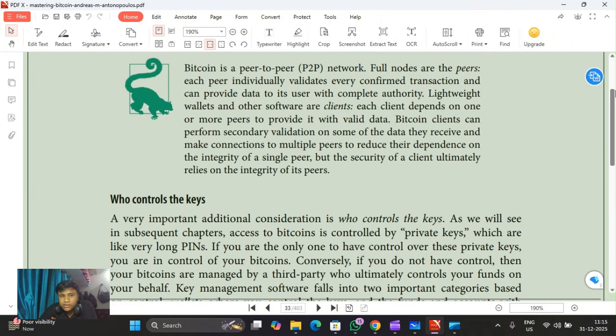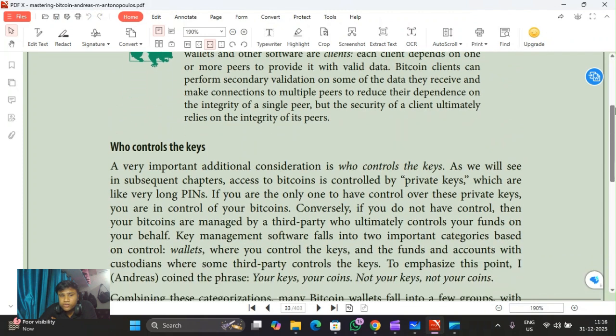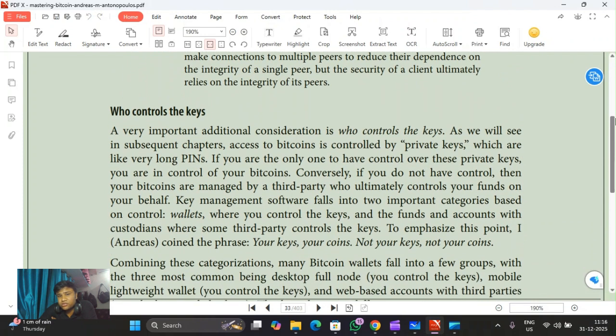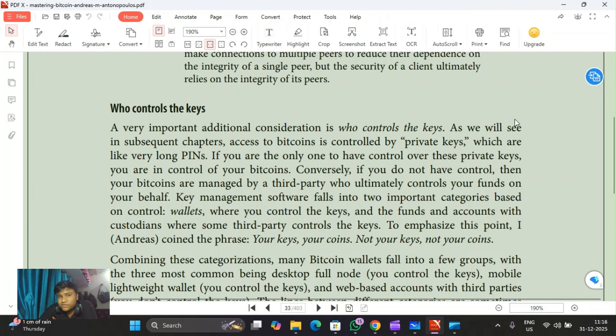And quick start, like who controls the key, a very important additional consideration. Who controls the key? As we will see in a subsequent chapter, access to Bitcoin is controlled by private keys, which are like very long PINs. If you are the only one to have control over these private keys, you are in control of your Bitcoin. Conversely, if you do not have control, then your Bitcoin is managed by a third party who ultimately controls your funds on your behalf.